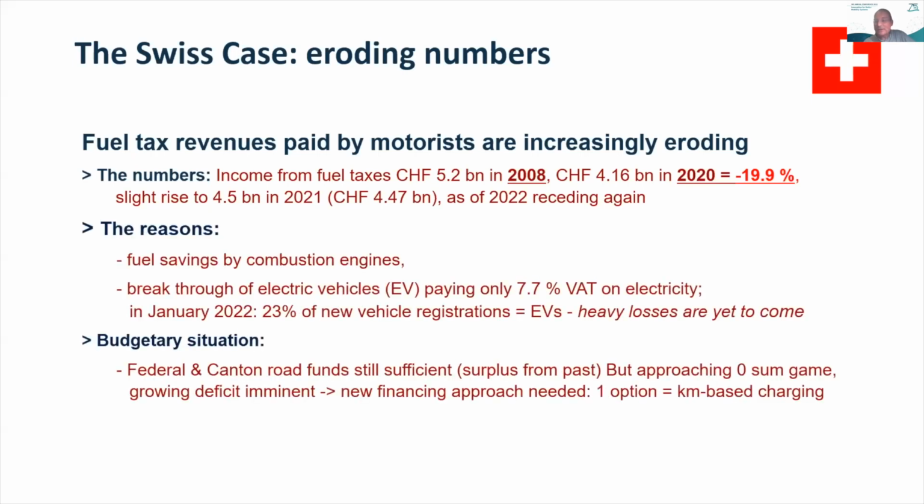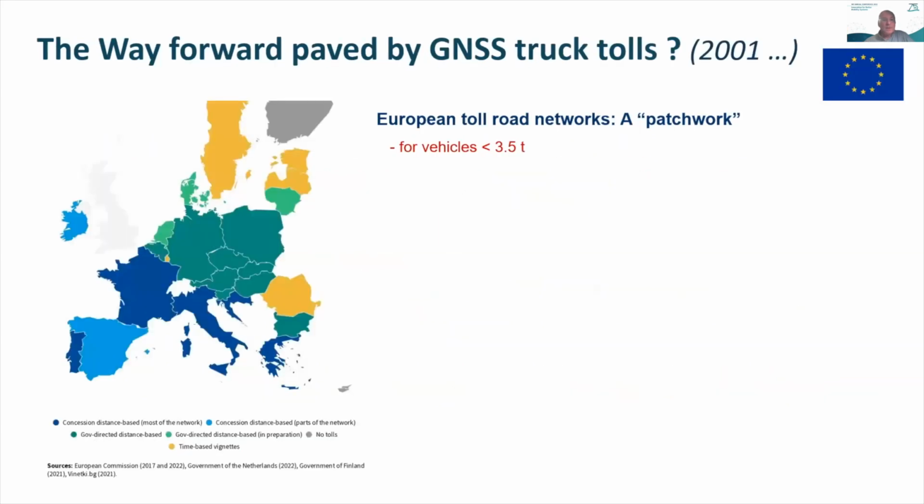The reasons are the same as in Europe, which we have presented. I will not repeat. And in Switzerland, we have an exceptional situation. The road budget is still having a little surplus, but now is going to a deficit.